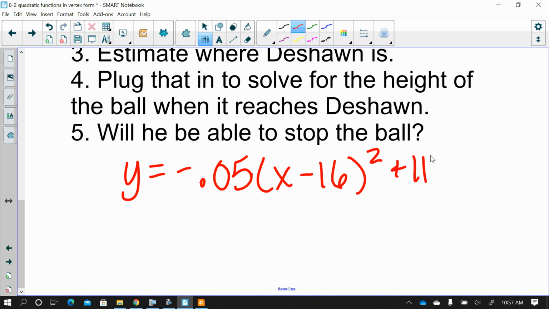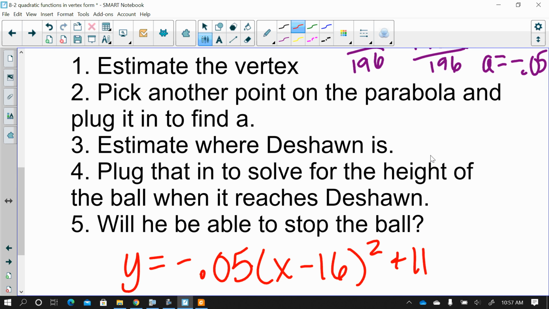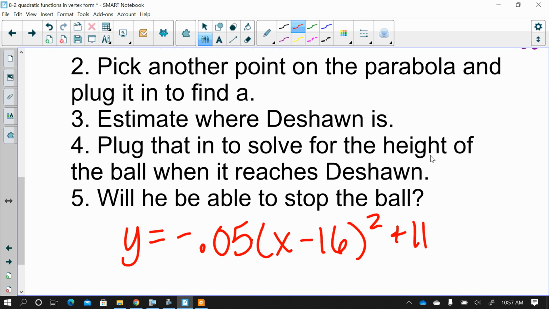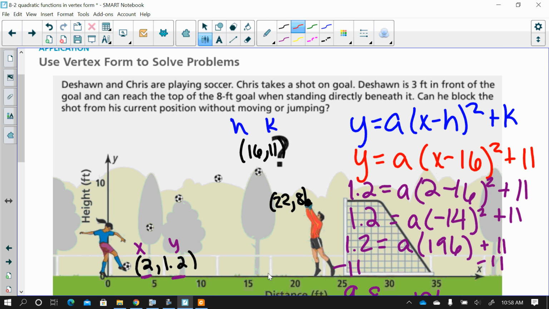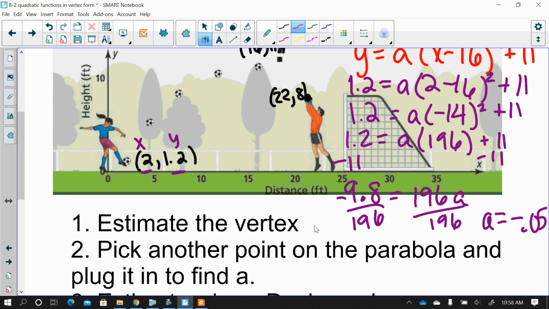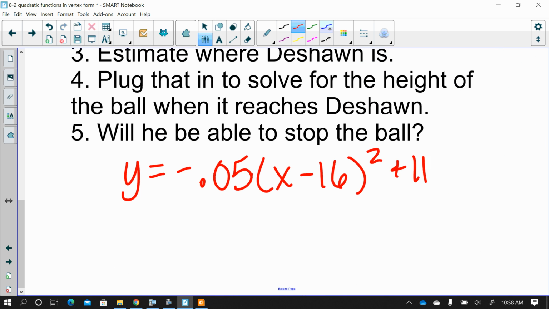Okay, so now we got to figure out if Deshaun can block the ball. Okay, so Deshaun is 22 feet away. So if I plug in 22 for x, I can figure out what height my ball is going to be at. Okay, if the ball is over 8 feet, Deshaun is not going to block it. If the ball is under 8 feet, Deshaun can block it. Okay, so let's plug in 22 and see what happens.